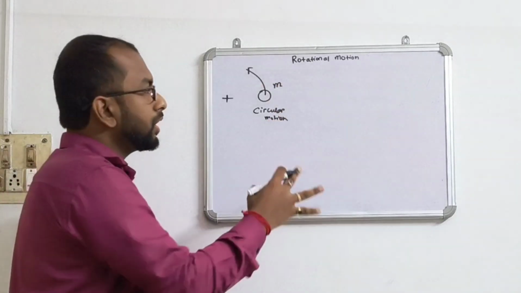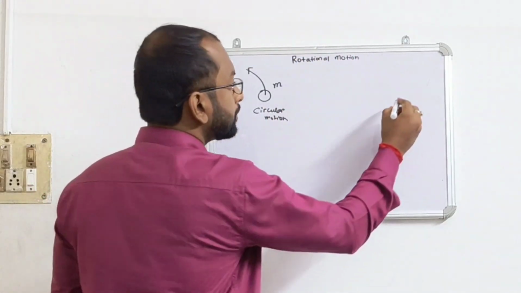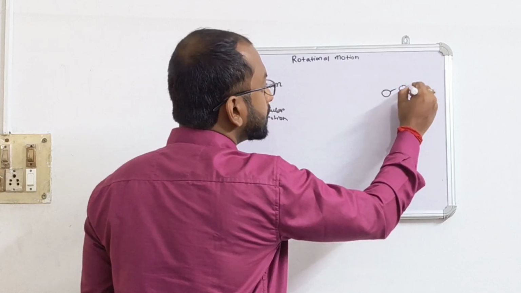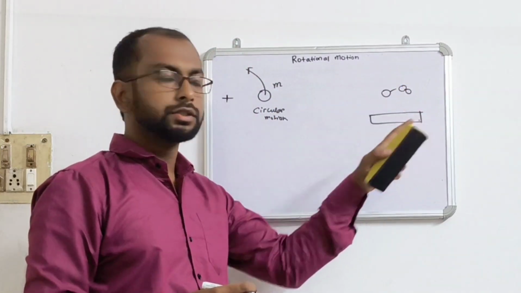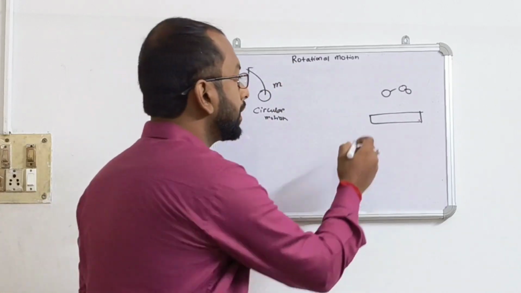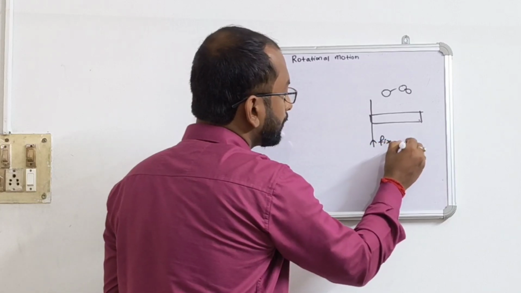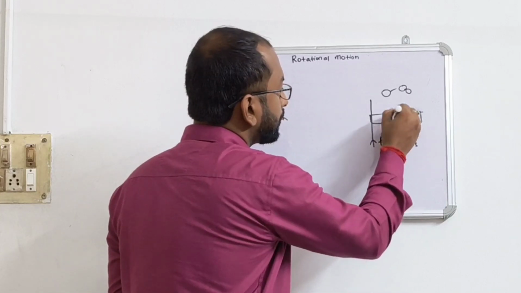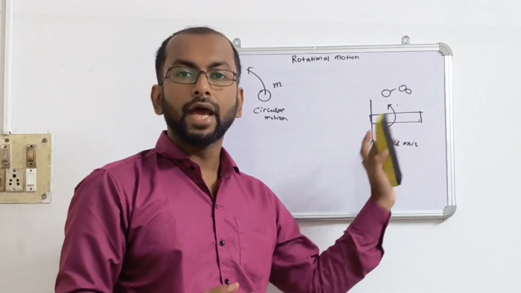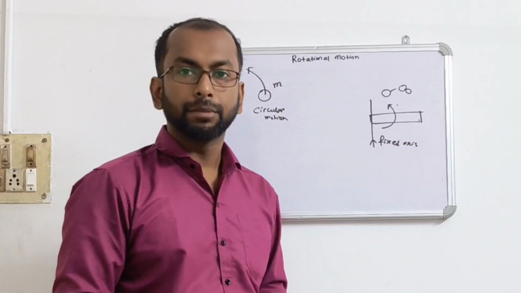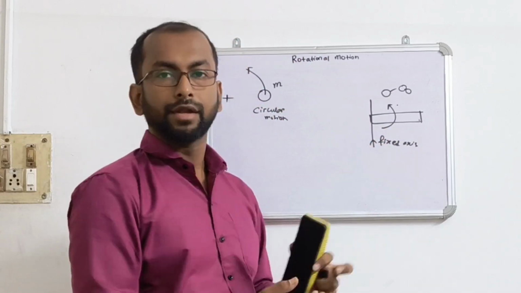So in rotational motion, there will be many particles rigidly attached to each other. Suppose this is a rod. In this rod, we can find many such particles which are rotating with respect to one fixed axis. The cumulative motion of all these rigidly attached particles will be discussed in this rotational motion chapter, and that cumulative motion is called rotational motion with respect to this particular axis.